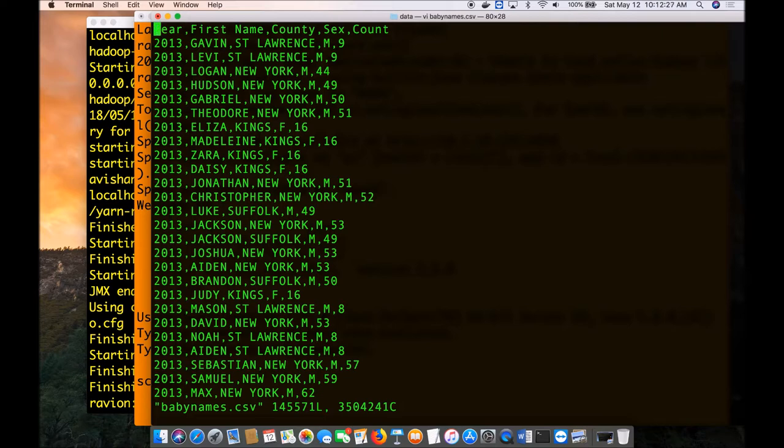And in 2013, with the name Levi, next line, 9 people there. Logan, I think it's a nice name, 2013 Logan, 44 people born. Unfortunately, no Indian names, it will be 0, right?